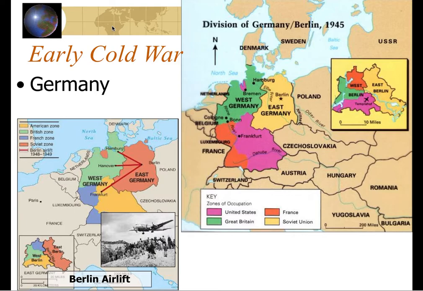Until 1961, if you were in East Berlin, you could just walk across the street and see what life was like in the West. Even today, when pictures are taken of Berlin from the air, you can tell the difference between the much poorer eastern part of Berlin and the much more affluent western part of Berlin. So this is symbolic of the division of Europe. Berlin is divided, Germany is divided, and those two will remain divided until the very end of the Cold War.